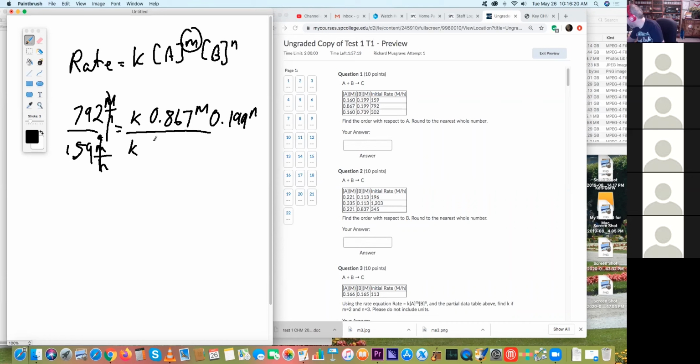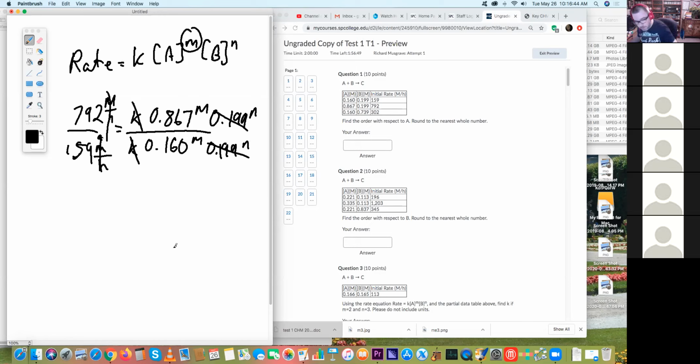And let's see, so it's K, I'm trying to make this right, 0.160 to the M, and then again 0.199 to the N. And you see that all cancels there. The K's cancel, and then you'll be able to solve that. Now for this one, you will have to use the log thing.